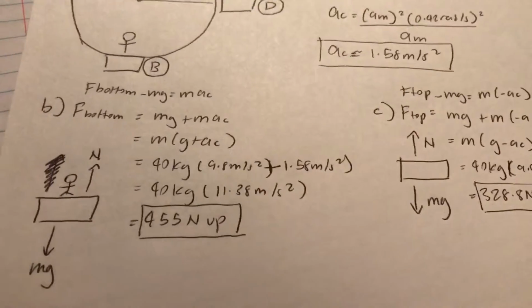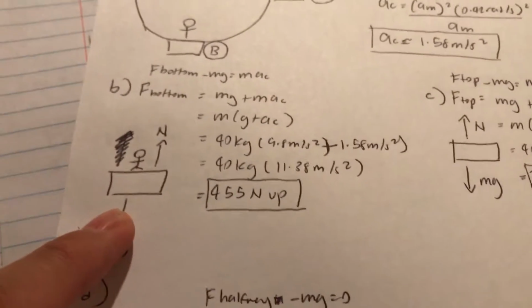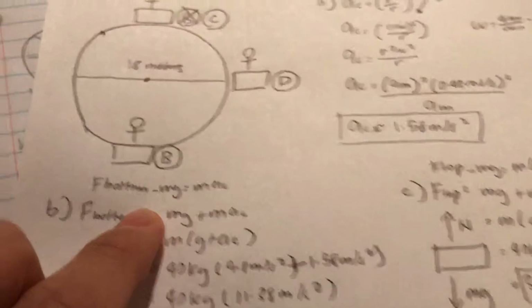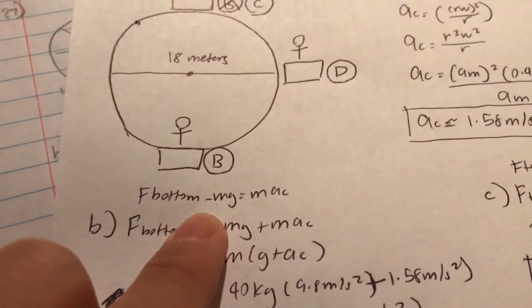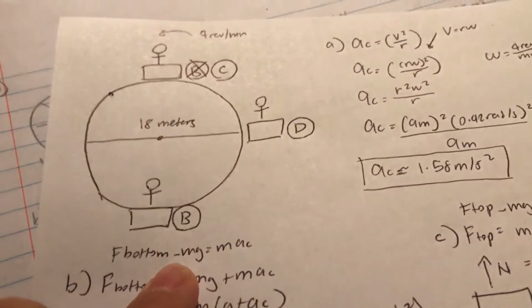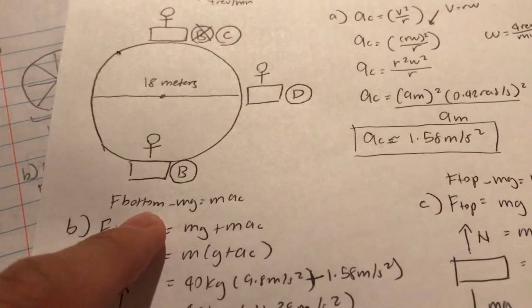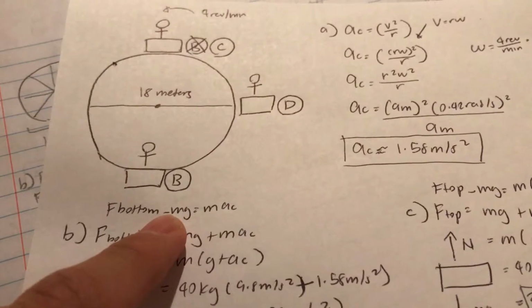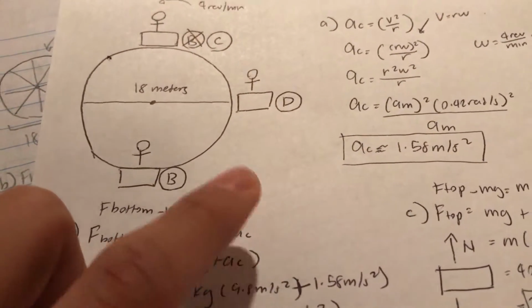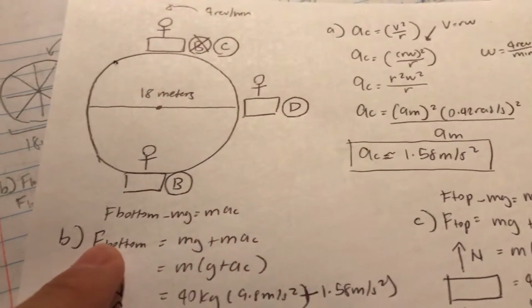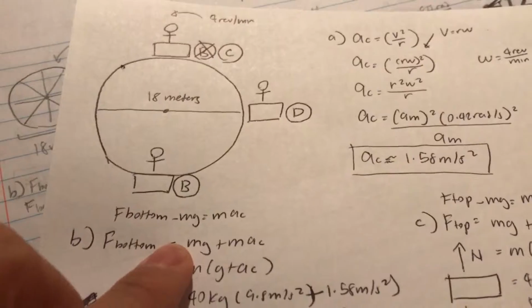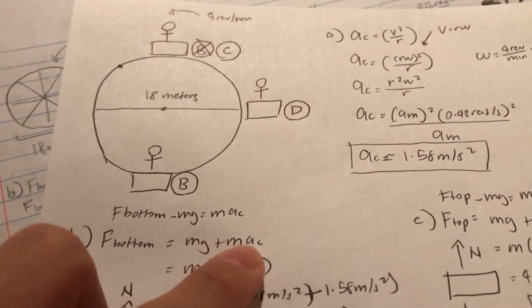Now the next question asks for what is the force that the seat exerts on the bottom. So if you look at the sum of all forces, you know that the force of the bottom, when subtracted by the weight of the entire person and object, should be mass times the acceleration. And so if I move the mg to the other side, F bottom equals mg plus mass times acceleration.